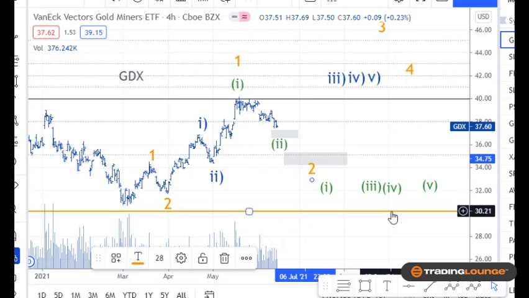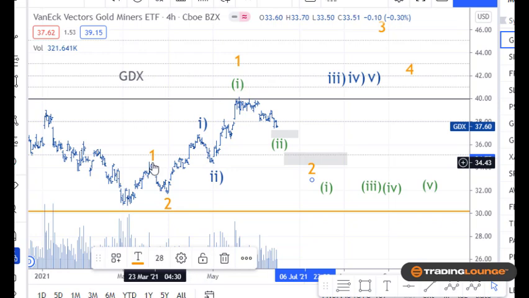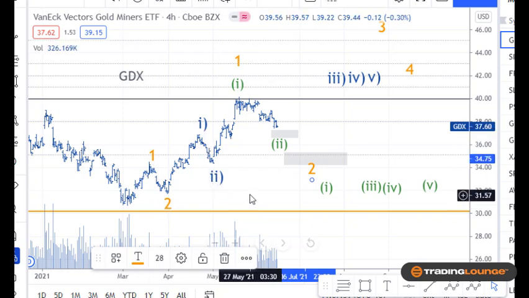So yeah, just to recap this, for GDX, we've either got 1, 2, 1, 2, and 1, 2, or we've got 1, 2, 3, 4, and 5 here for this. There'd be a slight overlap on wave 4 and 1 here for that. So this is why this is the primary count of 1 and 2 and 1 and 2 at this point. So we'll see how that plays out.